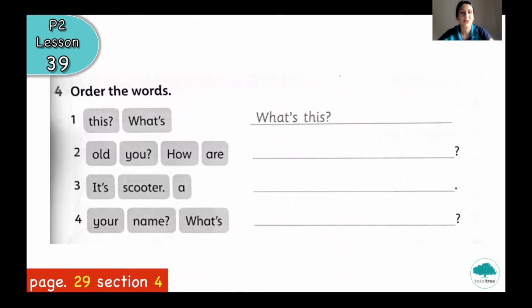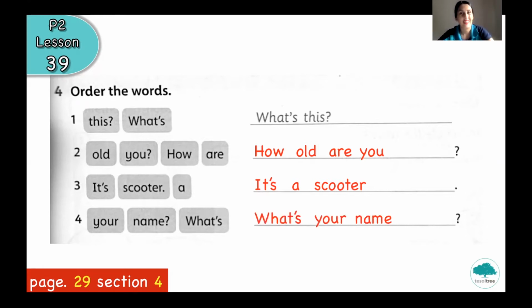So you had to write sentences in the correct order. Let's check our sentence number 2. How old are you? Sentence number 3. It's a scooter. And the last sentence, number 4. What's your name? Check your homework, P2. Thank you so much. I hope you have no mistakes. Now we can continue our lesson.